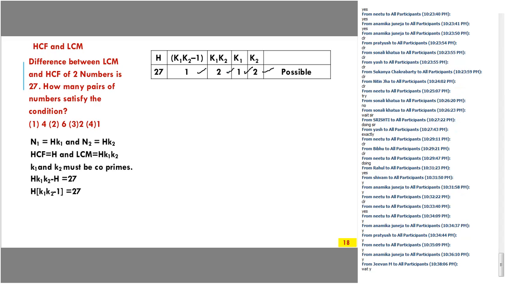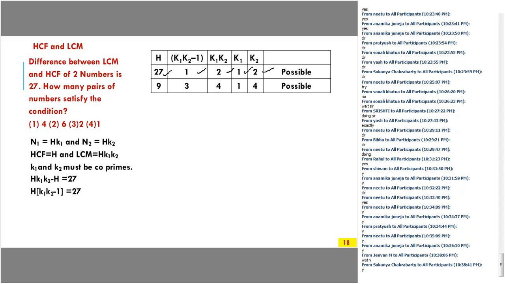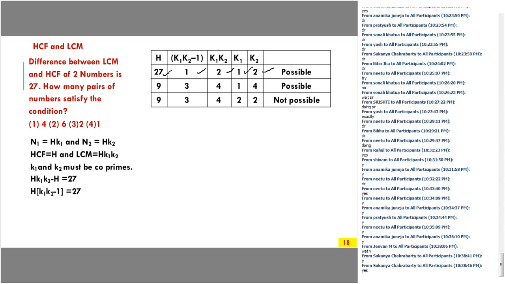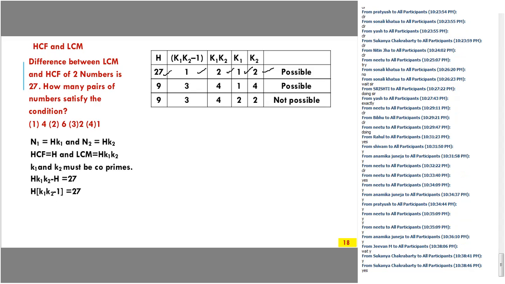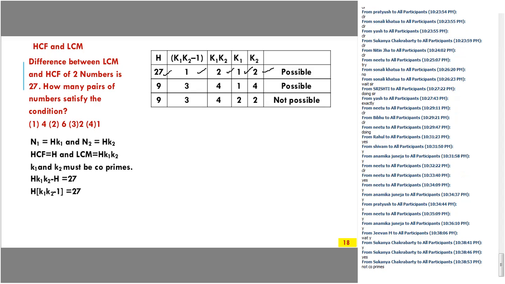Are you clear with this? 27 into 1, 2. How many are clear with this? What's your doubt? What's the next one? Can I write 9 and 3? 4 can be 1 into 4. Are 1 and 4 co-primes? Suganya, are 1 and 4 co-primes? 2 into 2 is not possible. Why is 2 and 2 not possible? They are not co-primes.